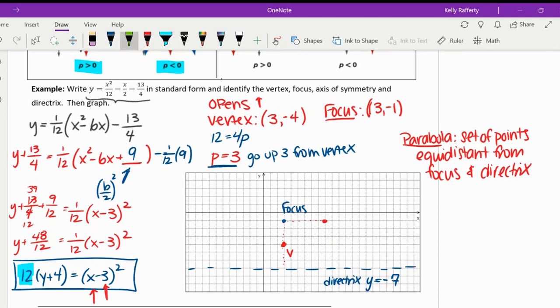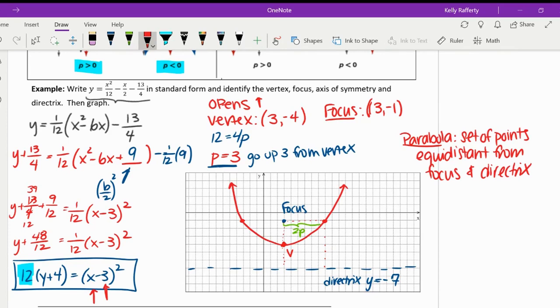And this is an easy distance to find. This distance is always going to be 2 times the p-value. So I'll count out 1, 2, 3, 4, 5, 6, and that will be another point on my parabola. This is also 1, 2, 3, 4, 5, 6, the same distance from the directrix. So those are 2 really easy points to find. Go and put one on the other side. And that's how we would graph in our parabola.